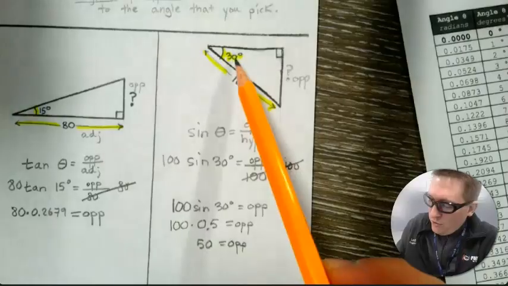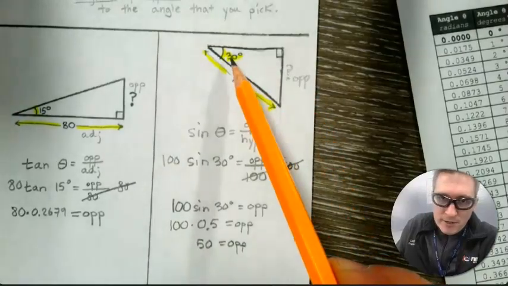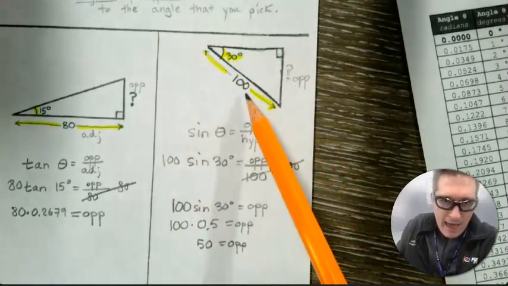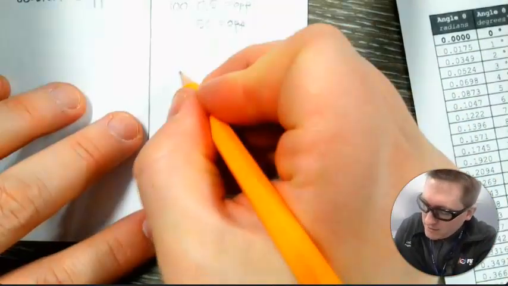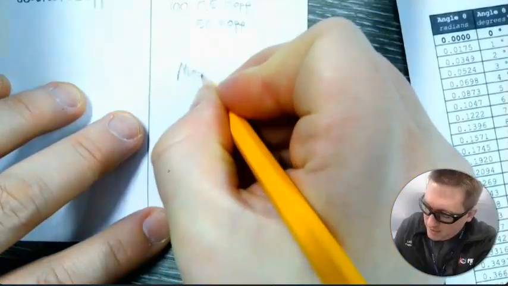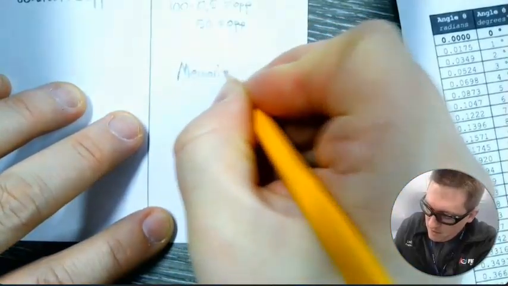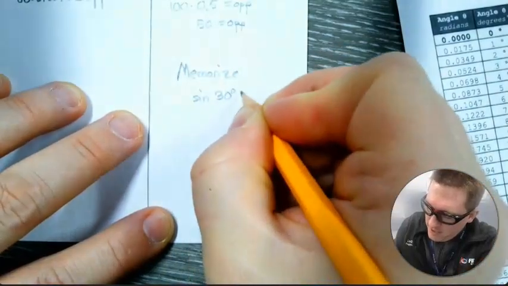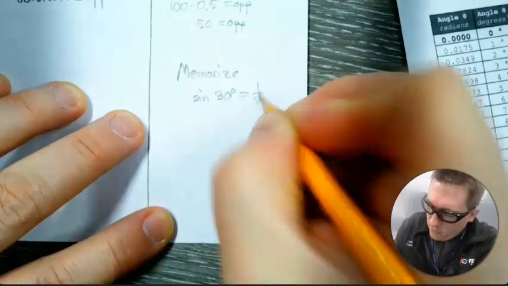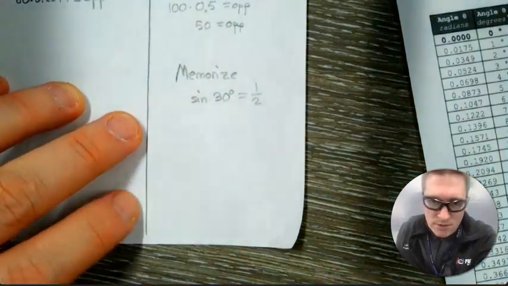So 30 is a very interesting angle. The opposite of a 30-degree angle will always just be half of the hypotenuse. And that's actually kind of a fact you need to memorize. You need to memorize this, starting now. The sine of 30 degrees is equal to 1/2, or in other words, it's equal to 0.5.